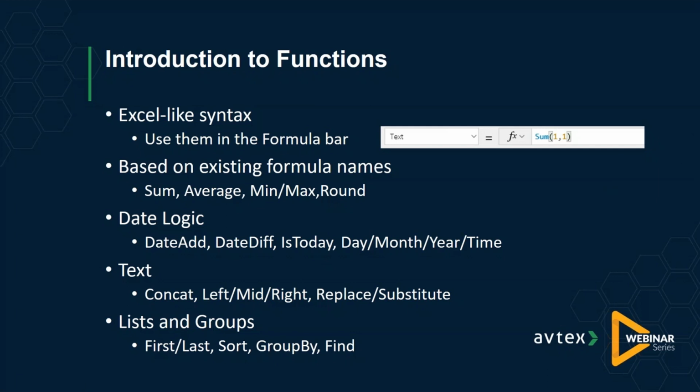So like in this example, sum of 1 and 1, I'm adding 1 and 1, and it's going to display 2. So a lot of these are based on existing formula names. So if you know a formula in Excel, you can start typing that and see if that works for you inside of PowerApp. So things like sum and average, which is spelled average, not AVG as on the Excel side. But min, max, round, those are all the sorts of things that you'd expect to see in there.